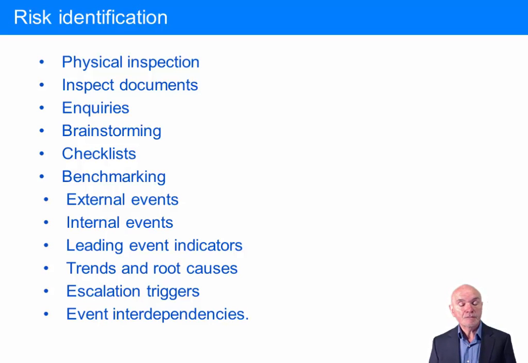Escalation triggers. An escalation trigger, for example, you're paying your sales tax in the UK, VAT, and if you're late 1 month, nothing much happens. You're late a second month, nothing much happens. But perhaps if you're late a third month, then a fine comes in. So suddenly the seriousness of the problem escalates into something we really need to take note of.